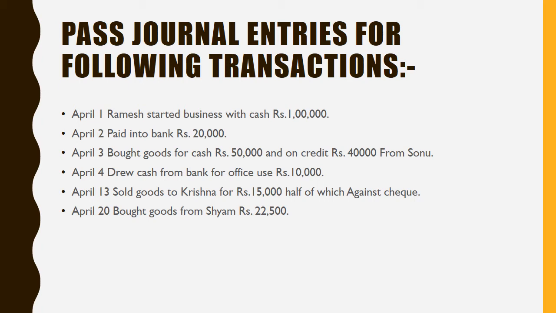Again, simple entry. April 13, sold goods to KRISHNA for ₹15,000, half of which is against check. It means we are selling goods to KRISHNA, half of which is paid by KRISHNA and half of which is still due. Therefore, it will affect three accounts: one sales, second KRISHNA and third bank. Therefore, it will be termed as compound entry.